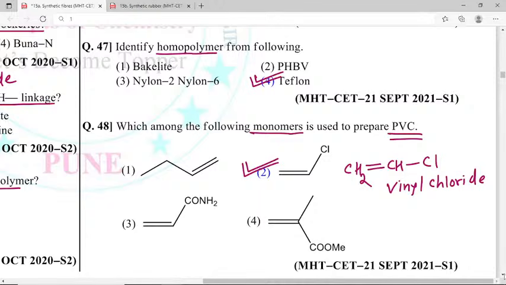Monomer as a vinyl chloride. Okay, next question.